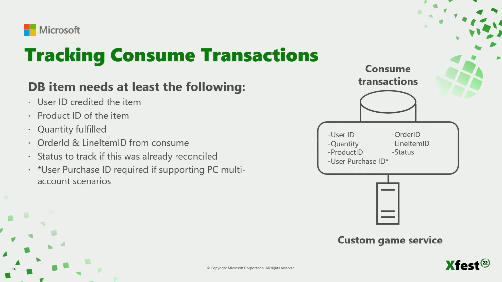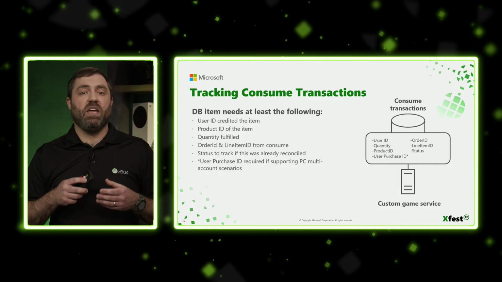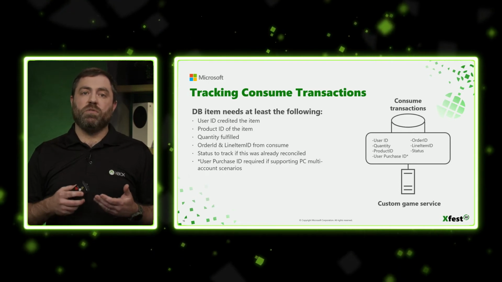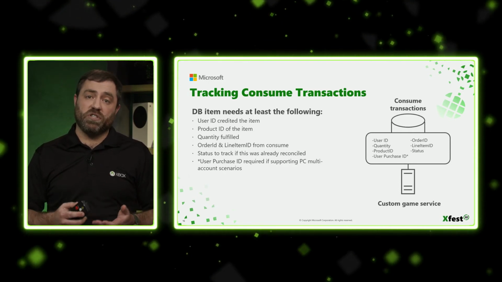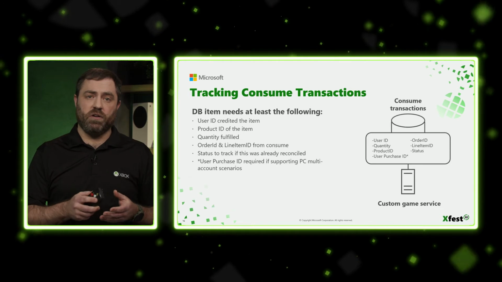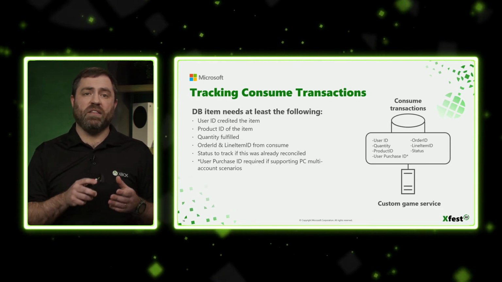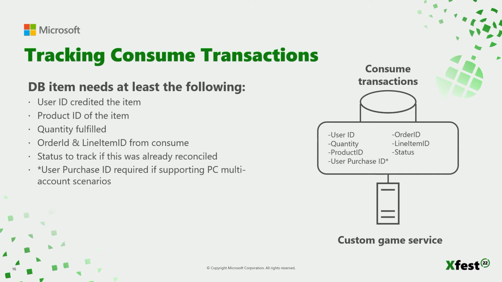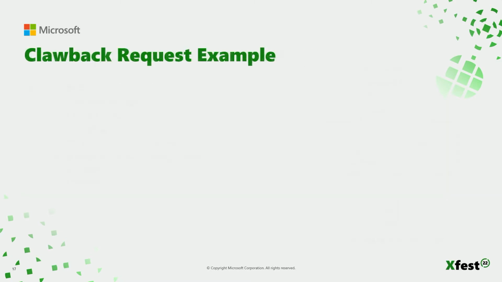You will also need a status value to mark if this item had previously been reconciled in your system, because it will continue to be reported from the clawback results until it passes the 90-day limit. If you are working with a PC version of your game, you will also need to cache a user's purchase ID linked to their user collections ID used at the same time of the consume request. For more information on why this is required, see the GDK documentation.